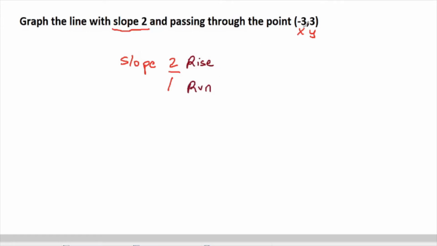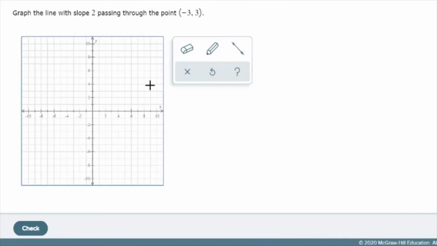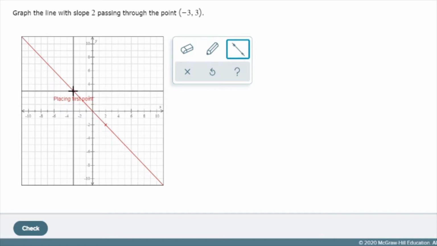So starting from negative 3, 3, starting from this point here, we shall rise 2 and run 1. So let's go back to our graphing paper. Starting from negative 3, 3. Now negative 3, 3 would be, the negative is on the x-axis. So negative, I will take a paper and then say negative 3 is here. And 3 is 1, 2, 3, right there.